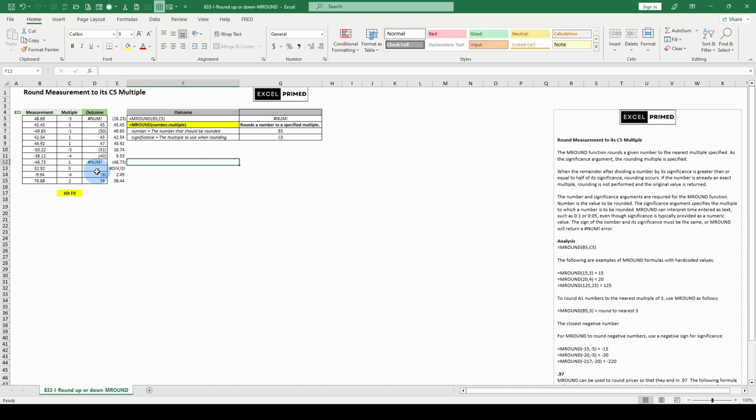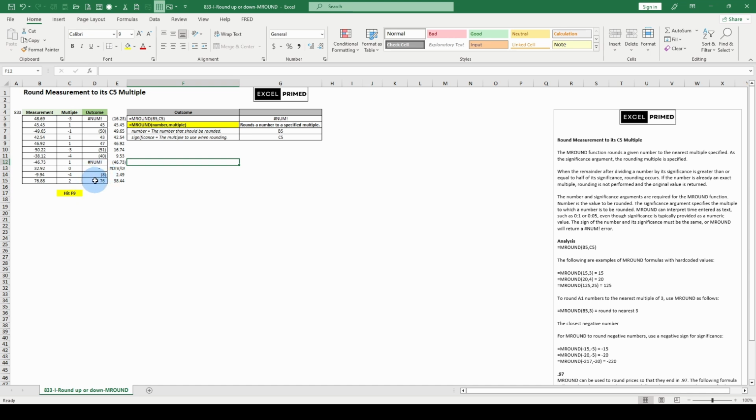Now here's an example right here. -9.94. We have a multiple of -4. What's the outcome? As I said, anything below 2.5, it's going to round here. It has to round up. It's rounding up here with a negative number. Otherwise, it would round down.